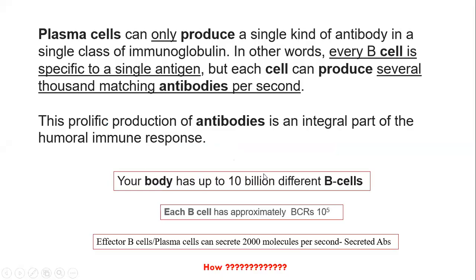Remember that we spoke several times that our body is made up of 10 billion different types of B cells. It's a huge amount of diversity. Each B cell will have approximately 10 power 5 B cell receptors, membrane-bound antibodies. Once an immune response is elicited, each B cell will take up a specific antibody. There is only one antigen-antibody interaction. And each effector B cell, the plasma cell, can produce approximately 2000 molecules of secreted antibody per second.